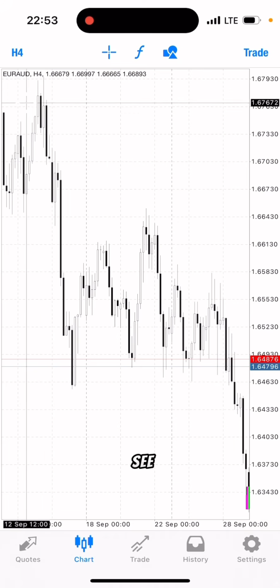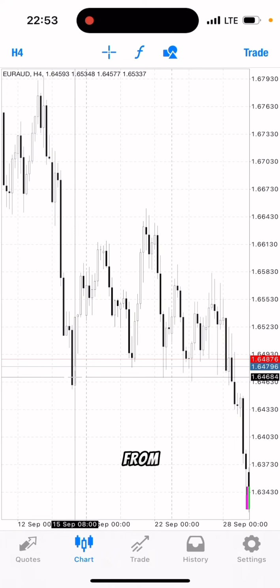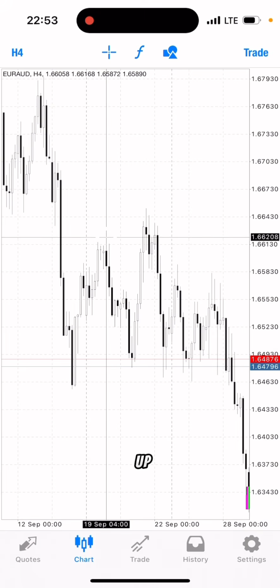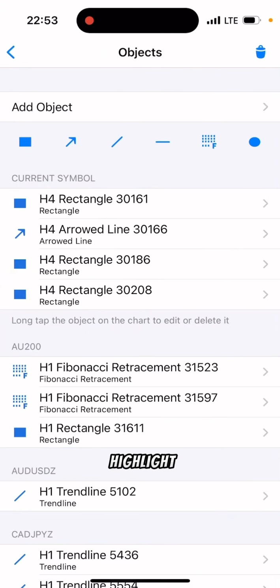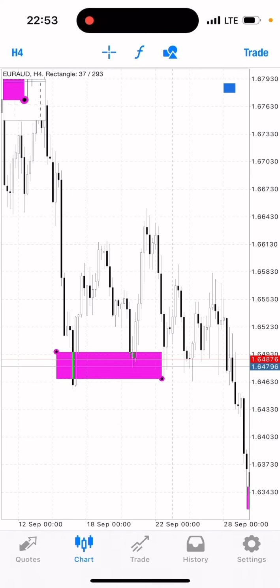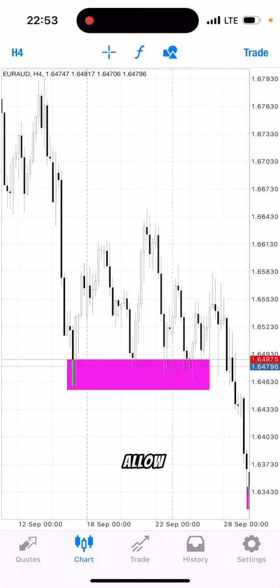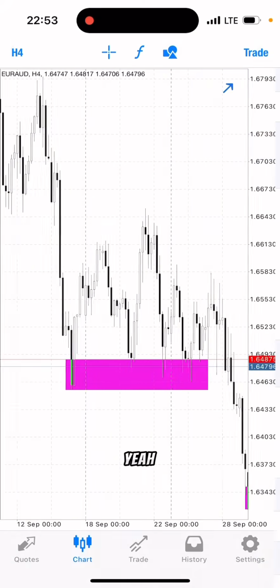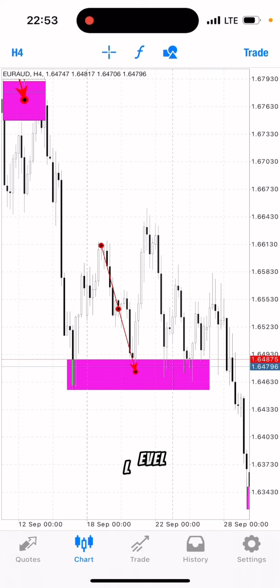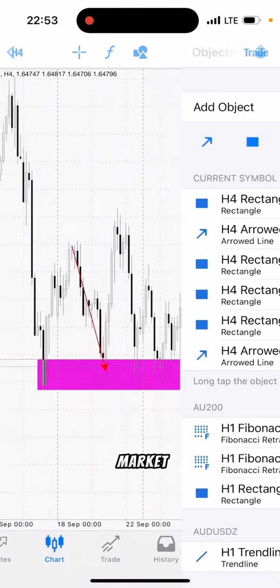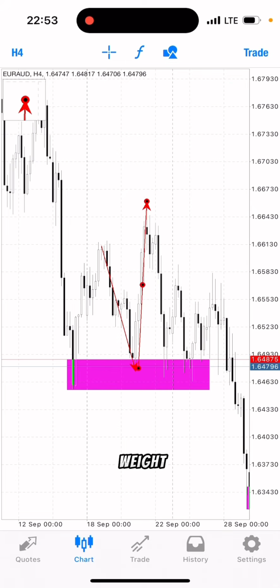So we see how the market dropped from this zone and then it came here. We see the way it reacted and it went up. Okay, so we'll highlight this level here. Then here the market came back to the level and we see the way the market reacted to the level. We see the way it skyrocketed. See the way it went up.